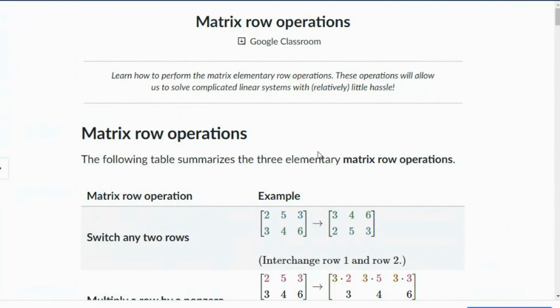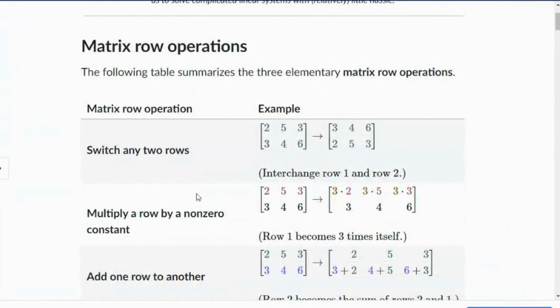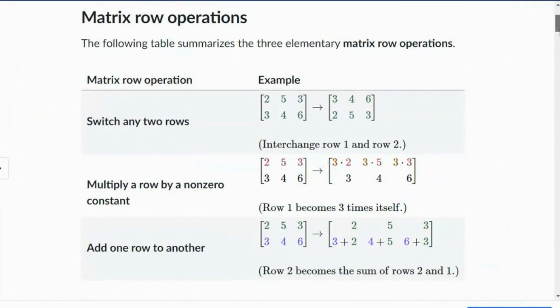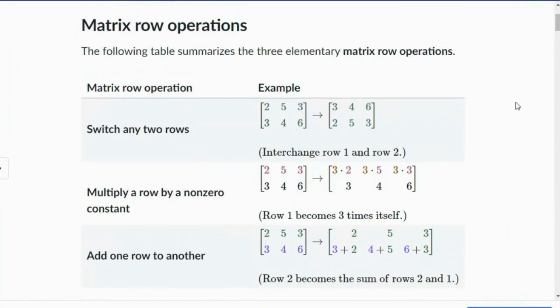All right, the following table summarizes the three elementary matrix row operations. So here's the three things that we're going to play with. We could switch any two rows in a matrix. All right, if we have 2, 5, 3, 3, 4, 6, we could switch that and we could do 3, 4, 6, 2, 5, 3. That's fine. It doesn't affect anything. It'll still work the same. See, interchange row 1 and 2. We could just do that.